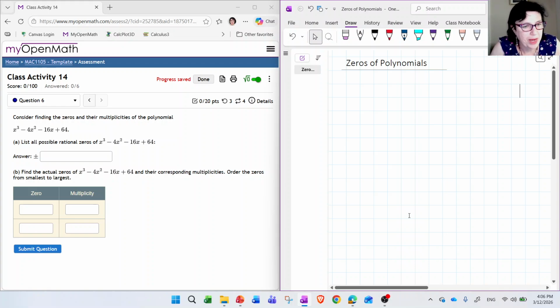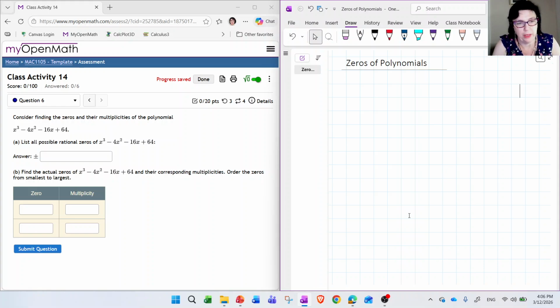Let's put everything back together. Suppose you are given a polynomial and they are asking you to find its zeros and their corresponding multiplicities. How can we do that? Well, first of all, we shouldn't be just looking blind. We should be using what's called the rational root theorem first.